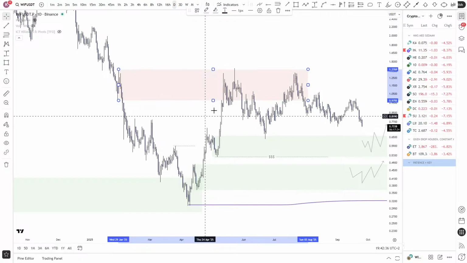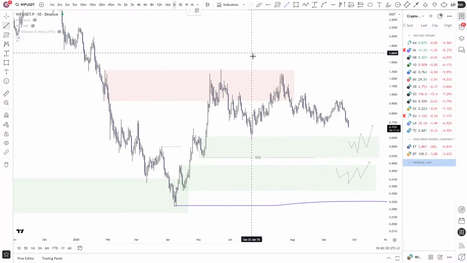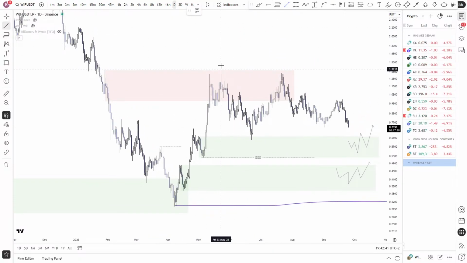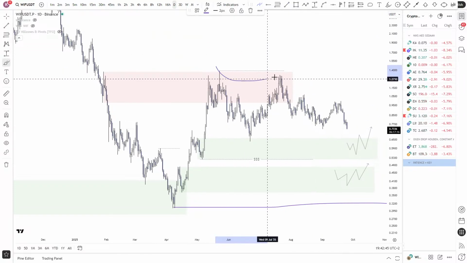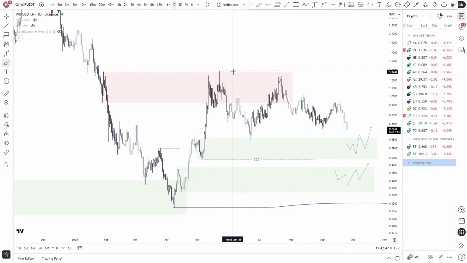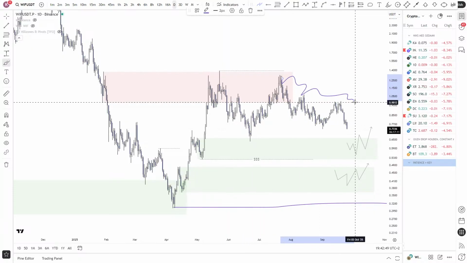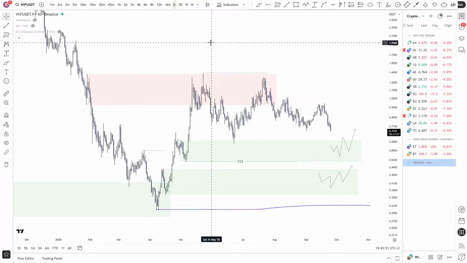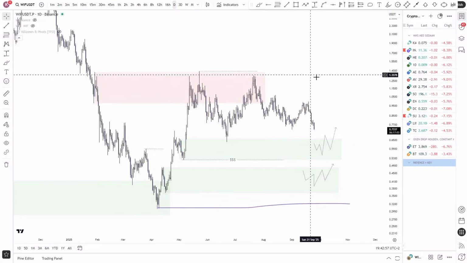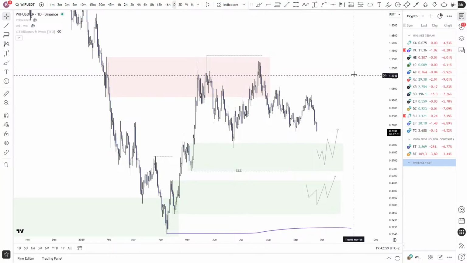But the same thing that happened with Aster happened on WIF, because we left this high open and we've also made equal highs. What does this tell me? Also building liquidity from here. That tells me price is leaving that open for later. So we are going to return there, in my opinion, if price does what it needs to do.